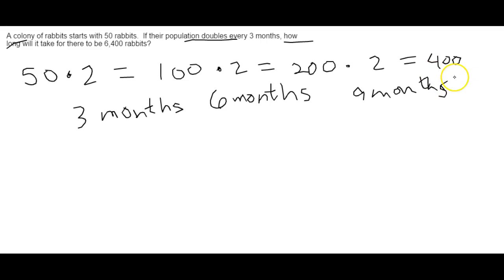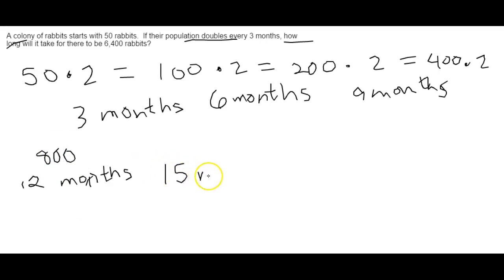If we do 3 more months, that takes us up to 12 months. After 12 months, 400 times 2 is 800 rabbits. 3 months will take us up to 15 months, and we're multiplying by 2 again. 800 times 2 is 1,600. Oops, I wrote 1 extra 0.